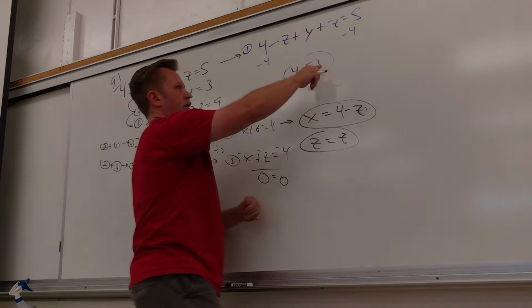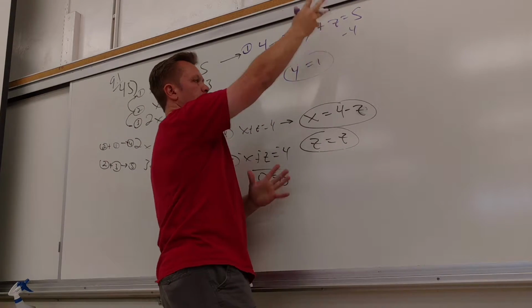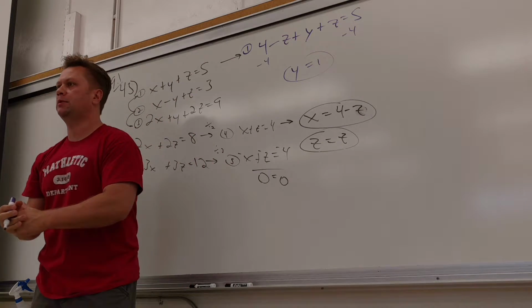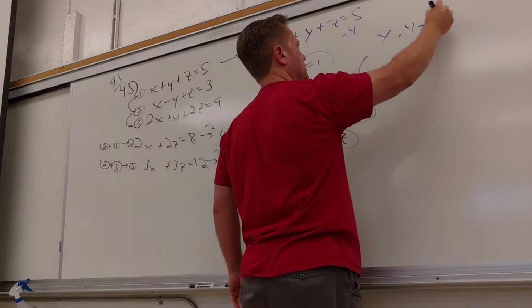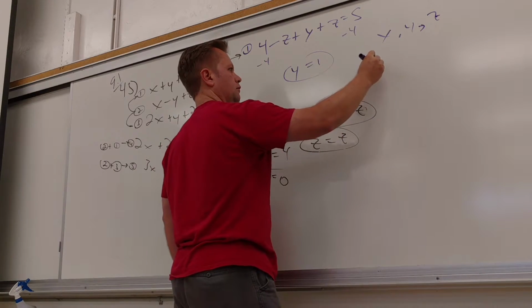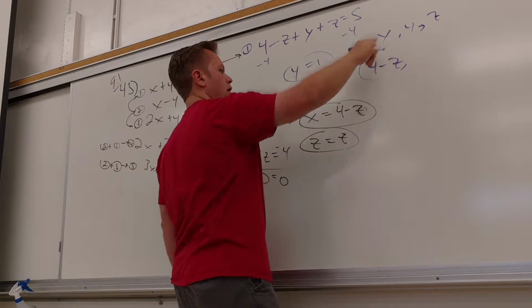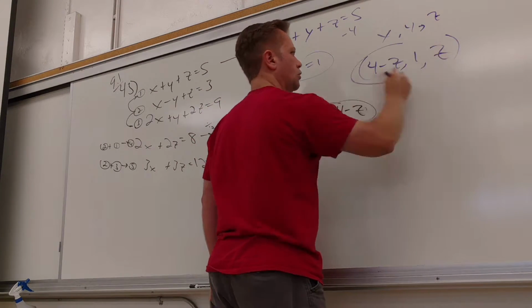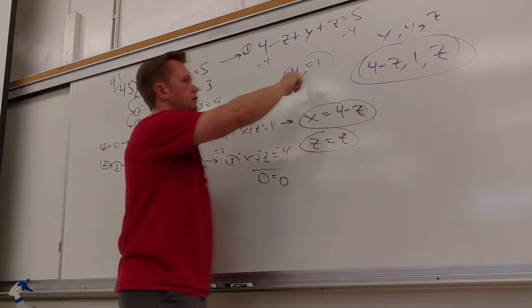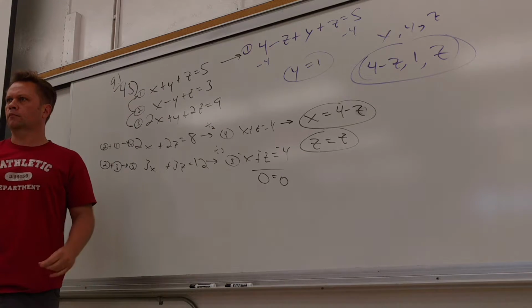So this could have been like 1 plus z if there would have been an extra z or something. The z's don't have to cancel, but now I can say, what's the point? The point is x, y, z. Well, what's x? 4 minus z. And then what's y? 1. And what's z? Z. So any point that looks like that will work here.